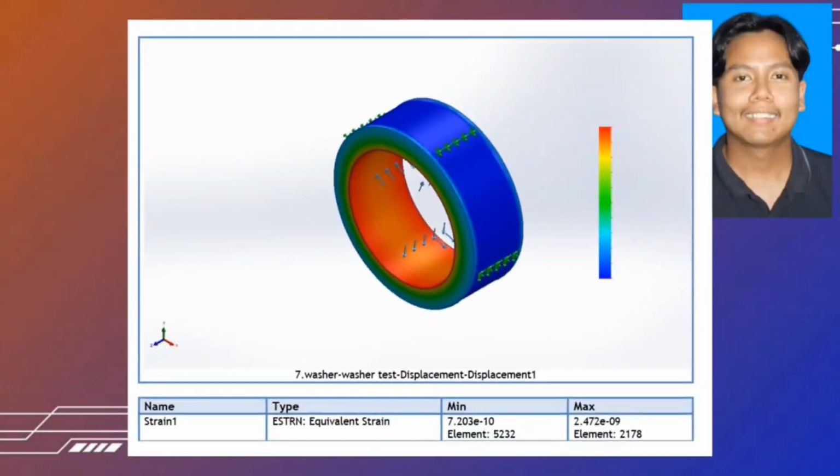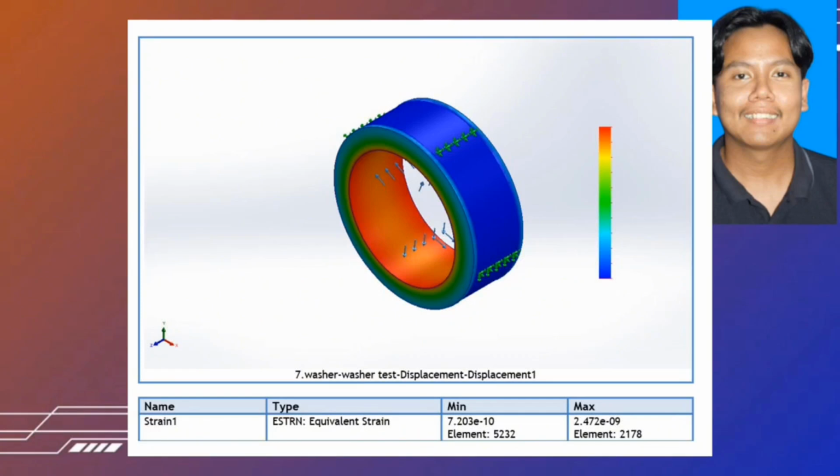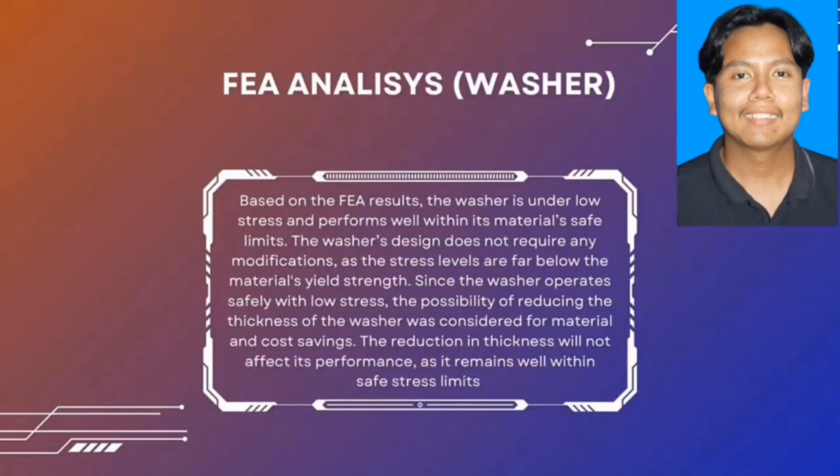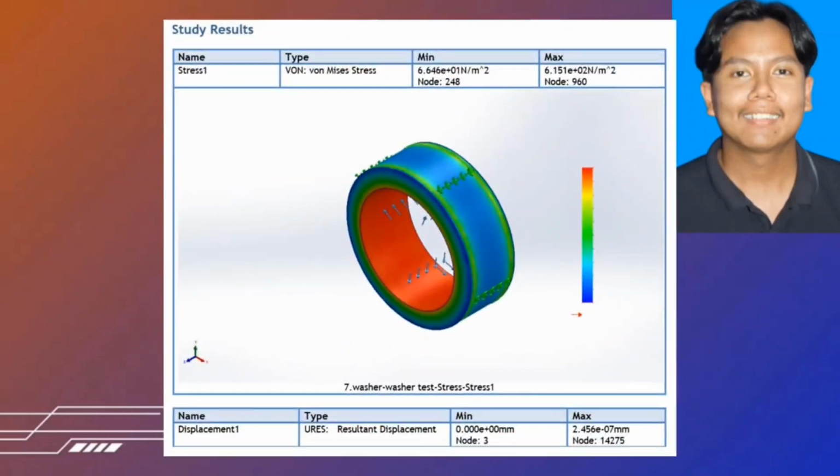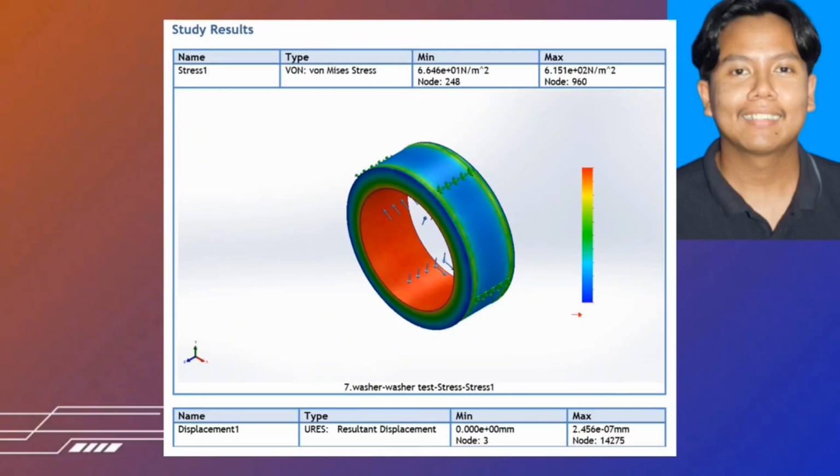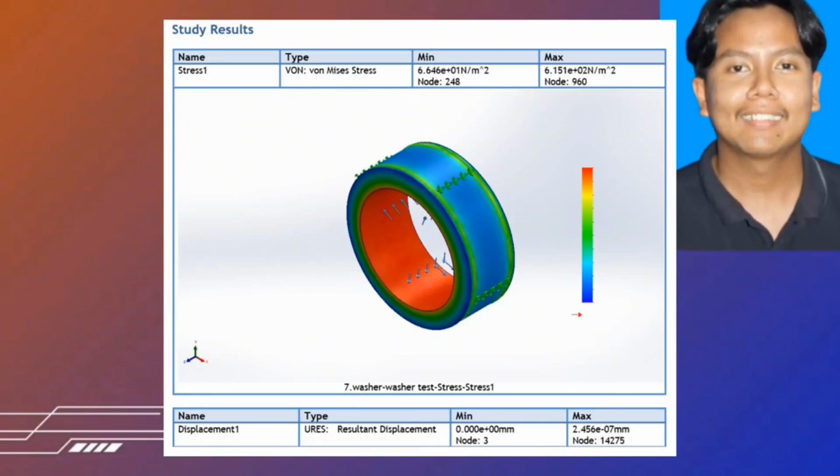FEA analysis, washer. Based on the FEA result, the washer is under low stress and performs well within its material safe limits. The washer's design does not require any modifications as the stress levels are far below the material yield strength. Since the washer operates safely with low stress, the possibility of reducing its thickness was considered for material and cost savings. The reduction in thickness will not affect the performance as it remains well within safe stress limits.